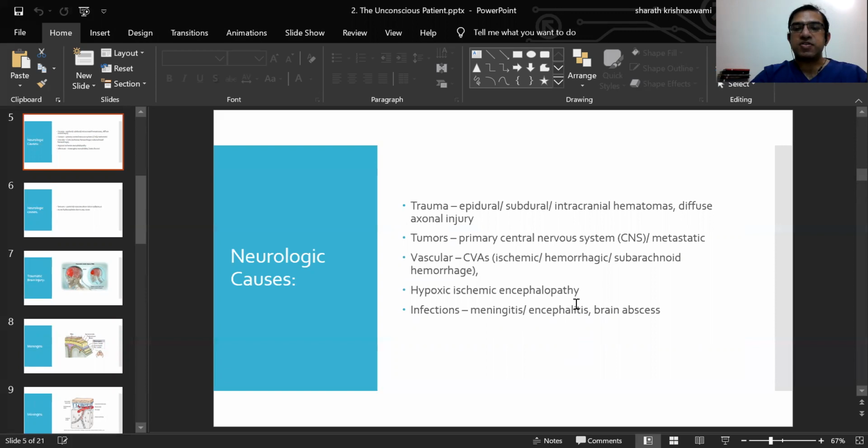Hypoxic ischemic encephalopathy, where hypoxic means less oxygen, ischemic means less blood supply, and encephalopathy means the disease of the brain. And infections also can happen of the brain, which are known as meningitis, encephalitis, or the effect of the bacteria or certain microorganisms which cause the production of pus inside the brain, causing a brain abscess.